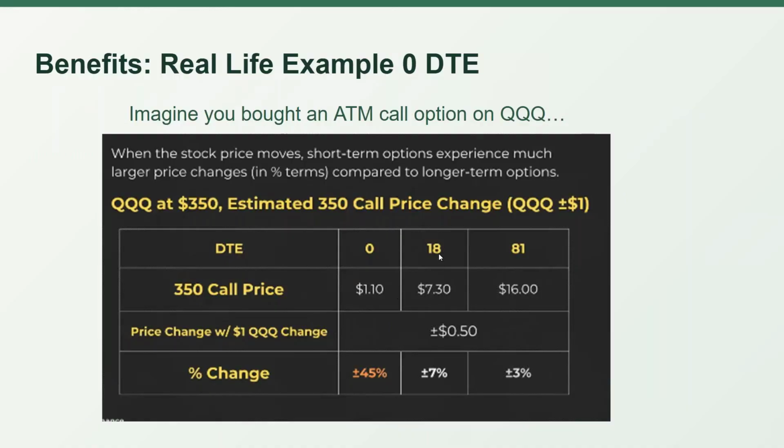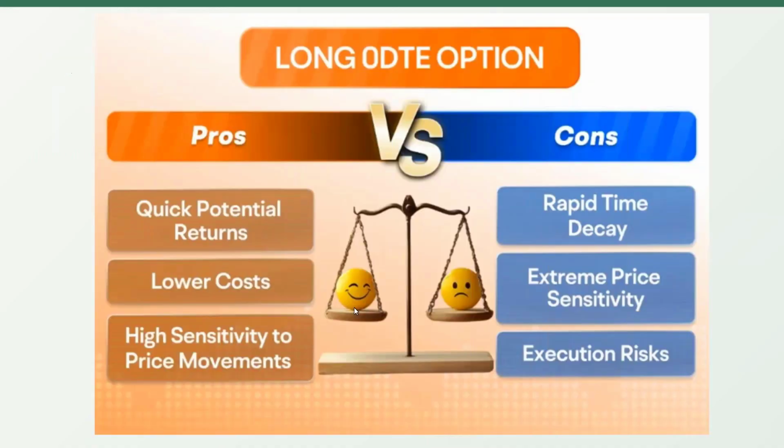Because you start looking at the 18 days to expiration where you're paying $7.30 for them, you're only getting a 7% move for the same underlying $1 move in the Qs. So 45% or 7%. And of course, it gets a lot worse when you go further out in expiration to the 81-day to expiration contracts, where you're only getting a 3% move for that $1 move in the Qs. So this really shows why people love these. You can get a 45% move instead of a 7 or 3% move. I know which one I'd pick.